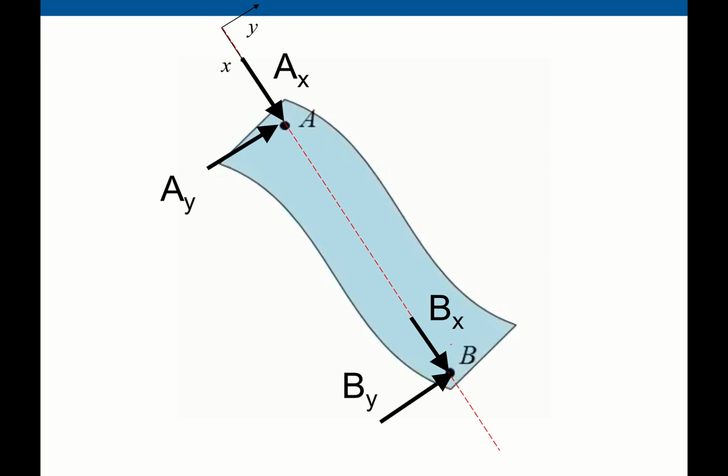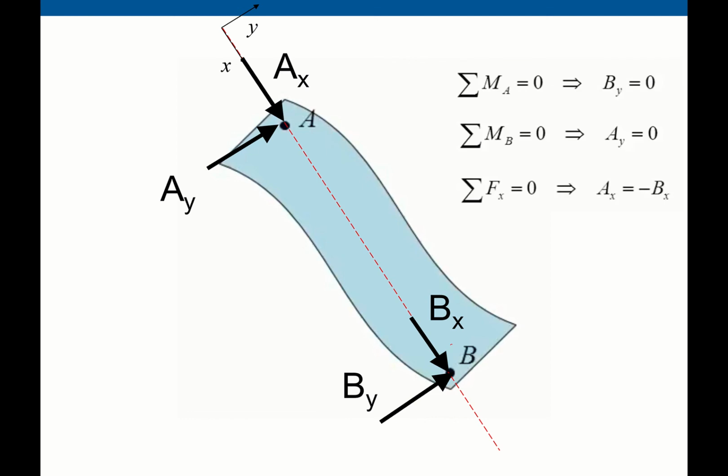Okay, now I wanted to explain why this one is a two force member. So let's look at the moment at point A. Moment at point A, we have four forces here. Which force is affecting the moment at point A? We have Ax, Ay, Bx, and By.